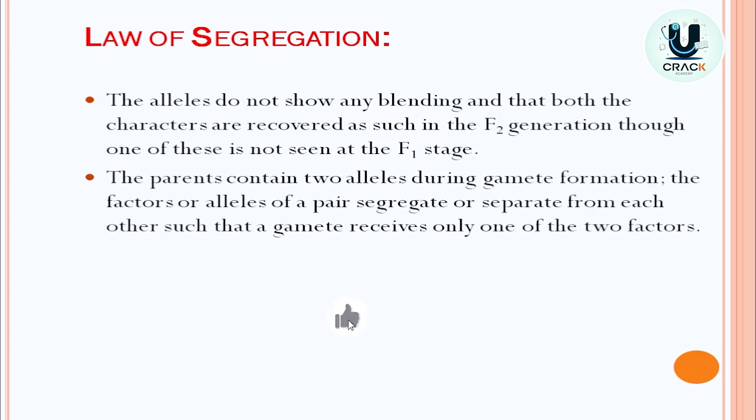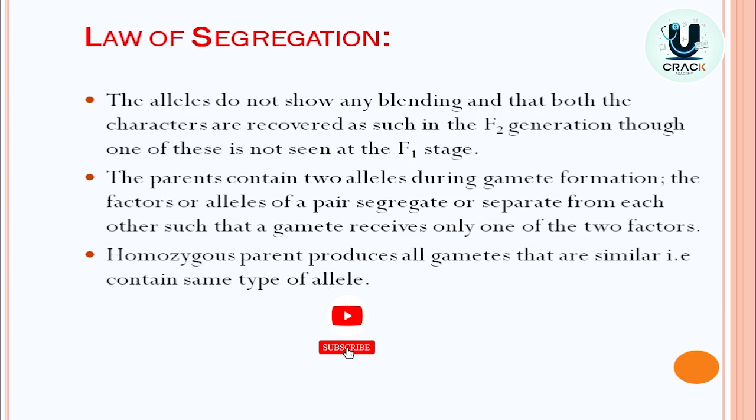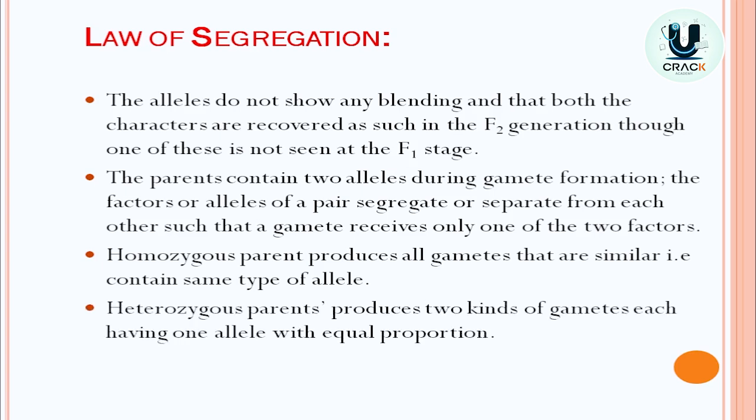The parent contains two alleles, and during gamete formation, the pair of factors segregate from each other, such that a gamete receives only one of the two factors. A homozygous parent produces all gametes that are similar, containing the same type of allele. A heterozygous parent produces two kinds of gametes, each having one allele, in equal proportion.